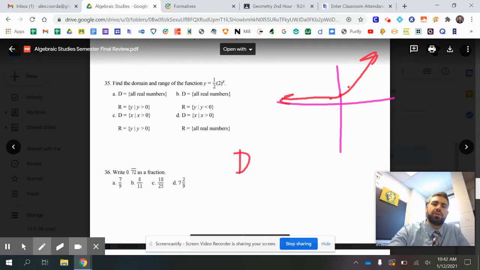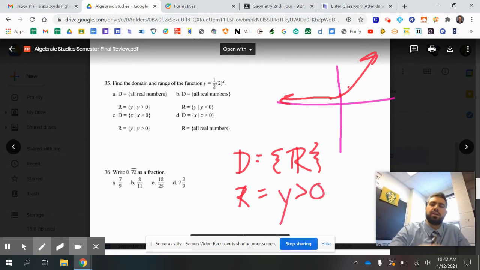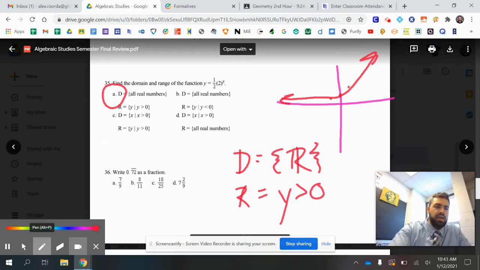But the thing we know about the domain is this: I can put any value of x into my function, and I will get some y out. And so we can say that this is all real numbers, right? We use that denotation for all real numbers. They just wrote it out as a word in our answers. Then we look at the range. Now the range is the y values. And we notice that our line approaches y equals 0, but it never touches it because it's an asymptote. And so we would say that y is greater than 0. So which one says that the domain is all real numbers and y is greater than 0? That would be A.